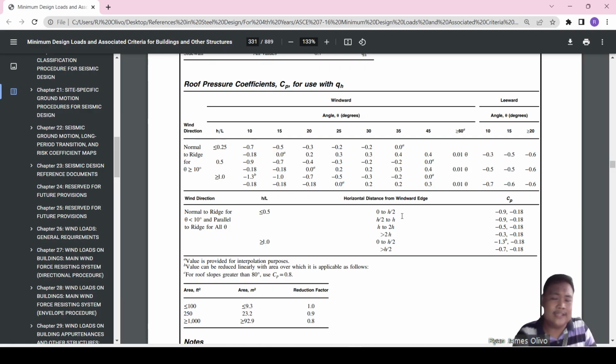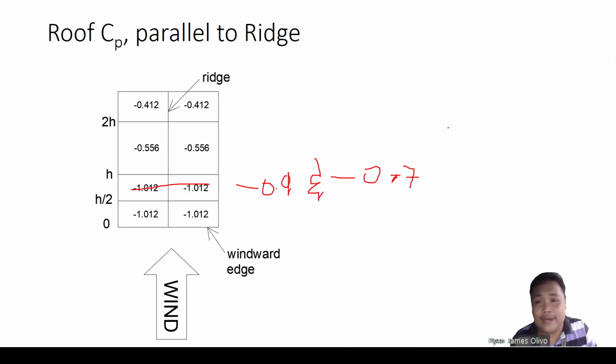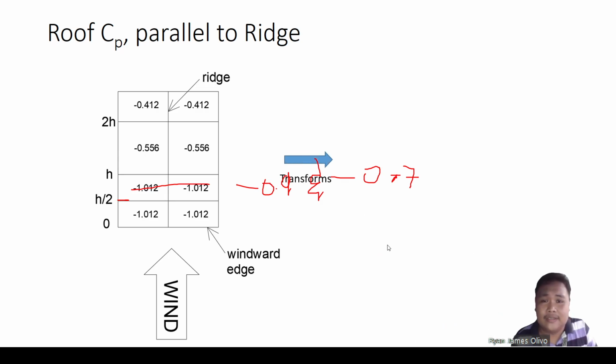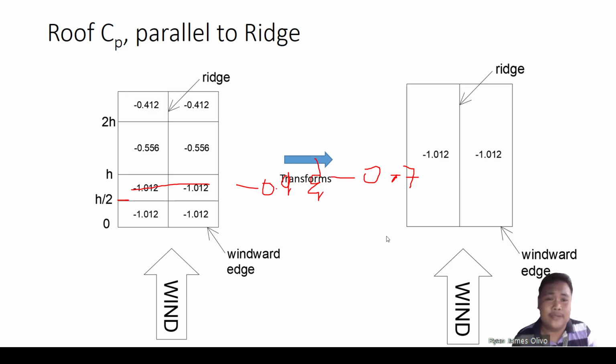So anyway, it's up to you guys. But that's the interpolation there. This is also correct if it is from here only, on this side. So anyway, it transforms with the windward edge.